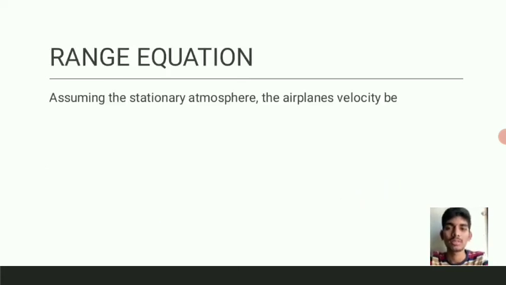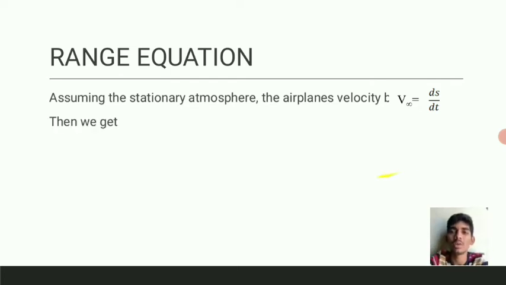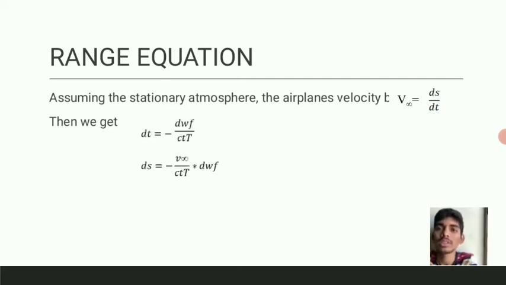Next, assuming stationary atmosphere, the aeroplane velocity V infinity is equal to ds/dt. As you know, velocity is nothing but change in distance by time. Then we get dt equals minus dWF by the fuel consumption rate. Therefore, ds equals V times ct divided by t into dWF.